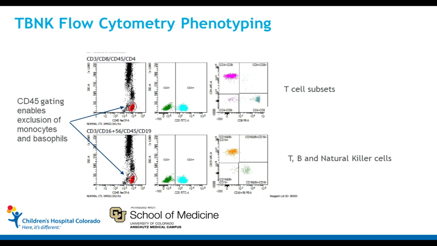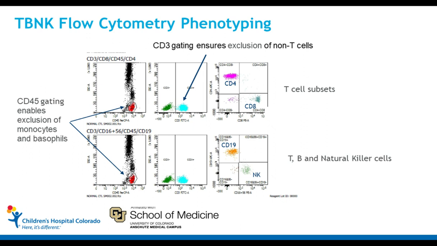So if you take a look at the first two plots on the left, CD45, which is present on all nucleated cells, immune cells, is used to specifically identify lymphocyte populations that are shown in red. The lymphocyte populations can then be identified based on the expression of CD3, so that identifies T cells, and the T cells can be further subsetted into CD4 and CD8 T cells, as shown in the plot on the top row, right-hand side.